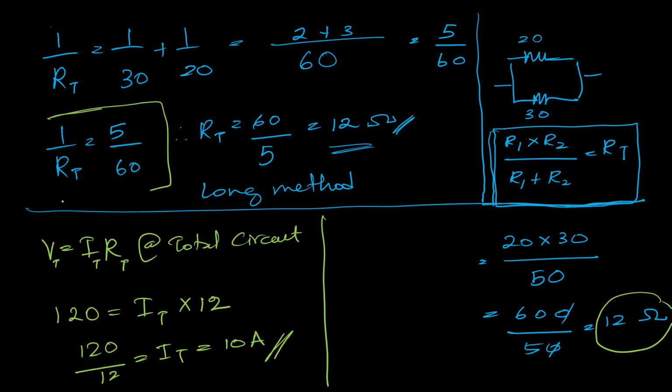Once you get the 1 over R total value, 1 over R total equals 5 over 60. How to convert it to R total? Just upside down. In maths, we call it reciprocal. We make R total over 1, this side upside down, other side upside down. 60 will go up and 5 will come down. In maths, that is known as reciprocal. So R total equals 60 over 5. You can divide these numbers and you will get 12 as the answer.